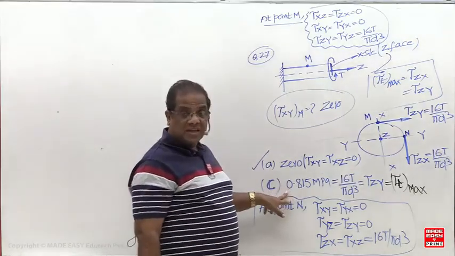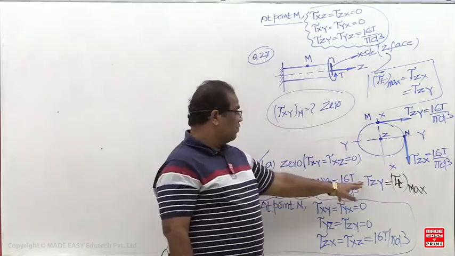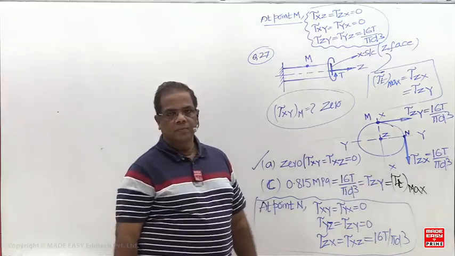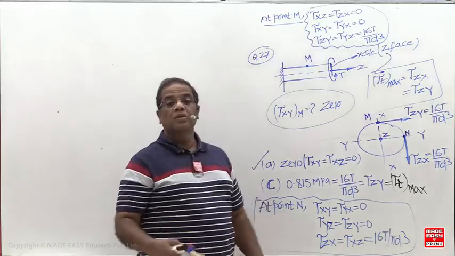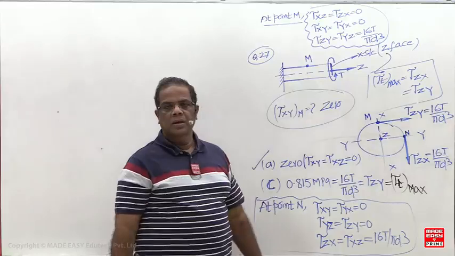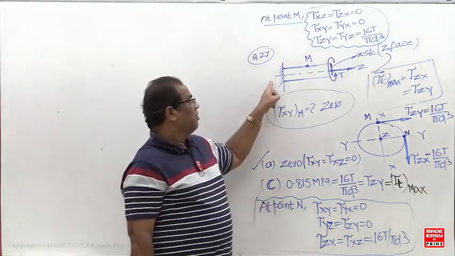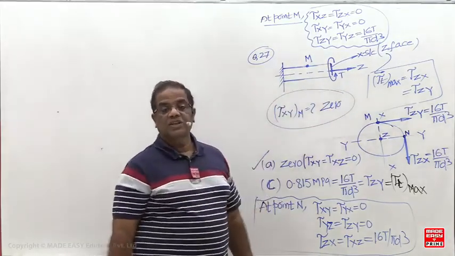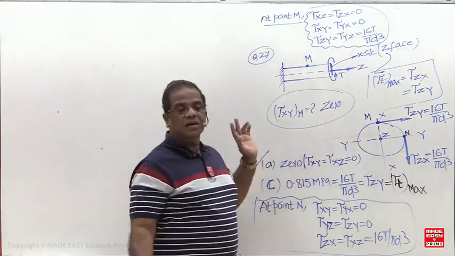But for the same question, if you ask for maximum torsional shear stress or tau zy, then options A and C are correct. Most of the time, more than one option is correct. Now if the same question is given, for the shaft as shown in the figure, A is also correct, C is also correct.